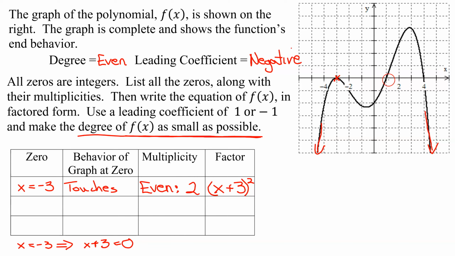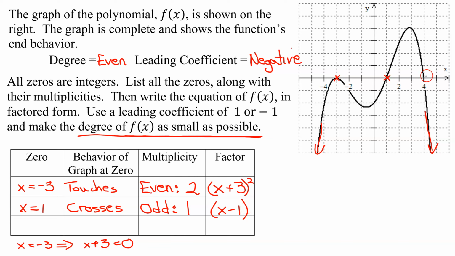Now let's go to the next zero, which is right here. So x equals 1. What is the behavior at x equals 1? It crosses the x-axis. That means the multiplicity is odd. And since we're picking the multiplicities to be as small as possible, my multiplicity would be 1. What factor goes with x equals 1? It's going to be x minus 1. And since the multiplicity is 1, we don't need to write the multiplicity as a 1 is implied.